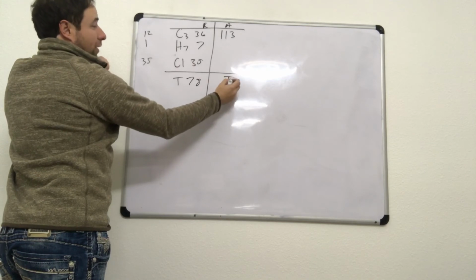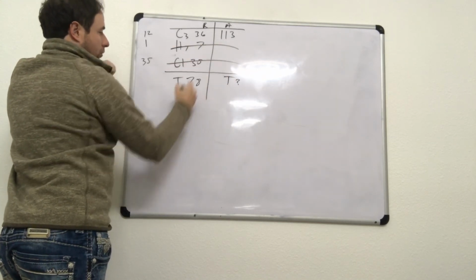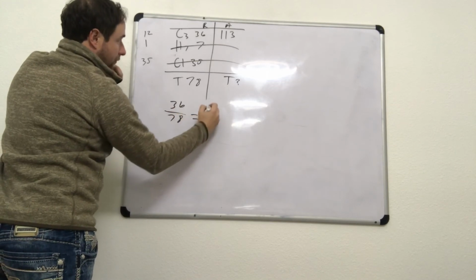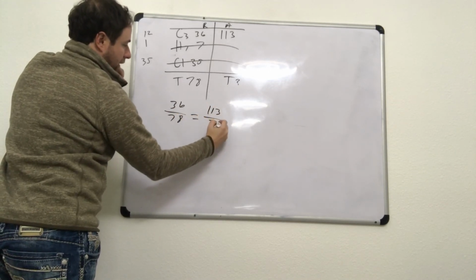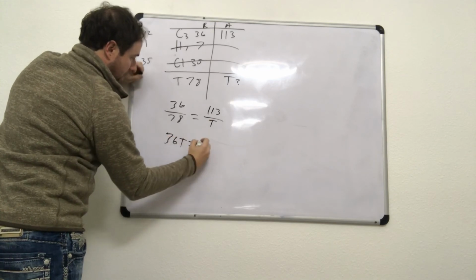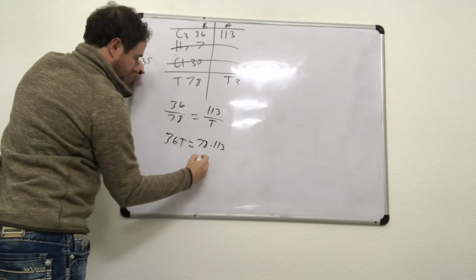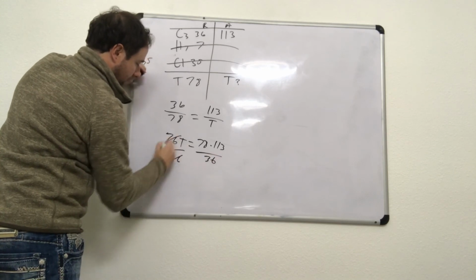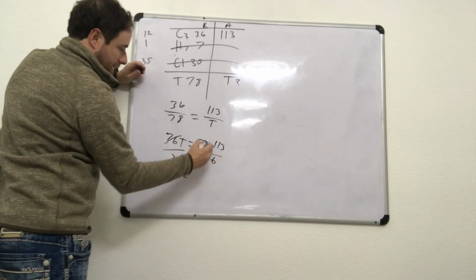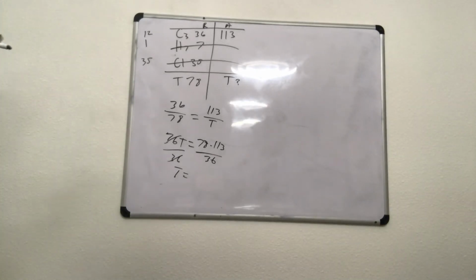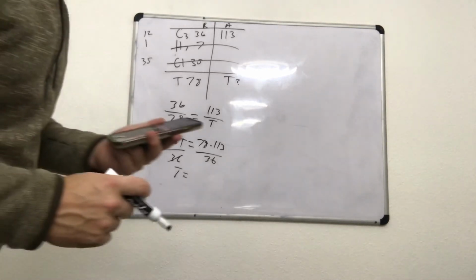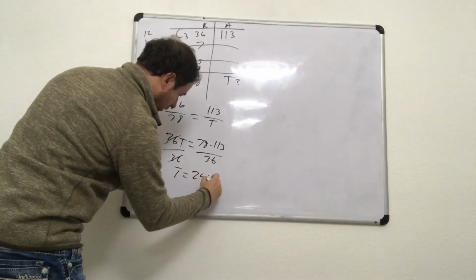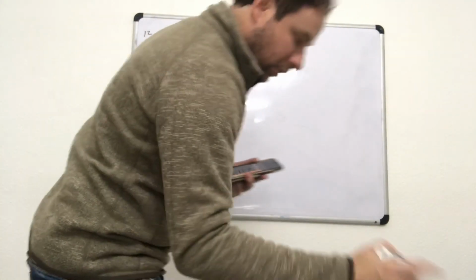They are asking for the total weight of this thing. So you do a ratio just like you normally would. 36 over 78 equals 113 over T. 36T equals 78 times 113. Divide both sides by 36. So T ends up being whatever this reduces out to. You can certainly just put it in your calculator to solve for this. 78 times 113, divided by 36, equals 244.83. Grams is what it was in, grams.